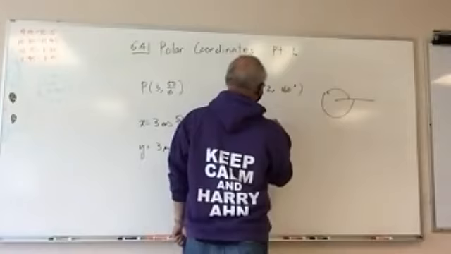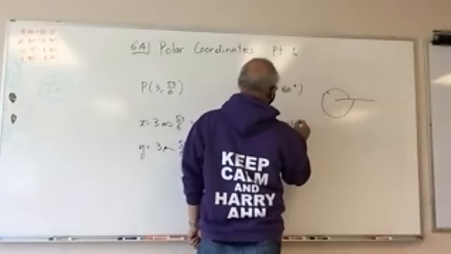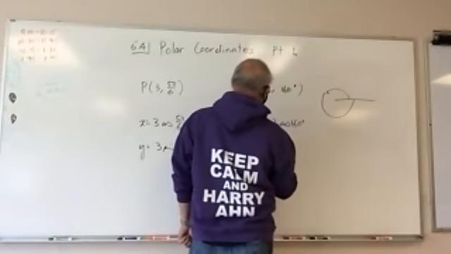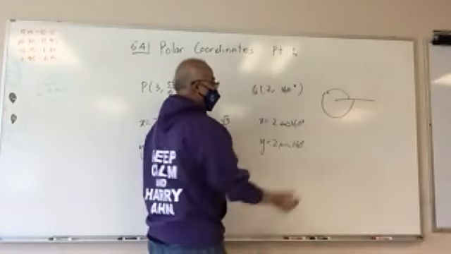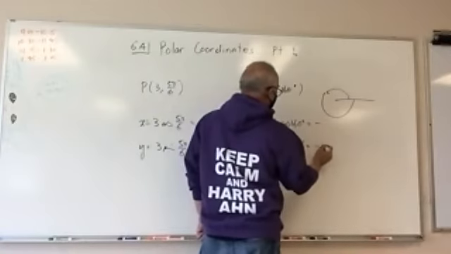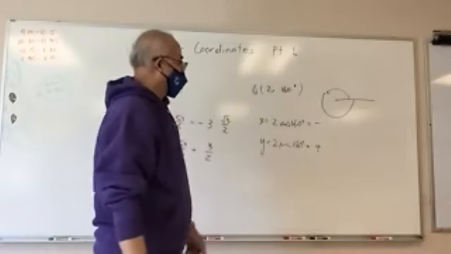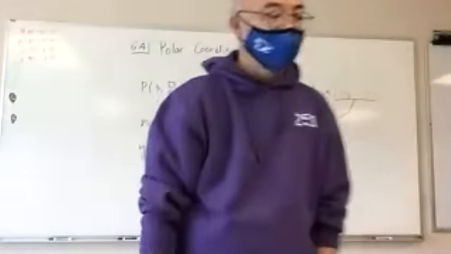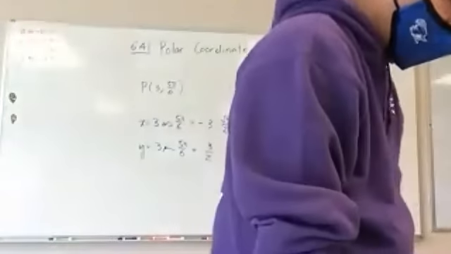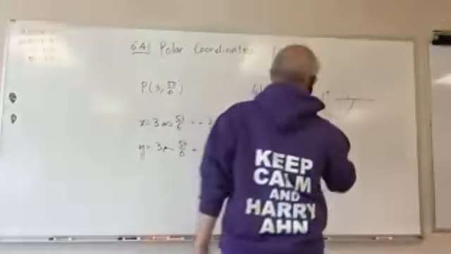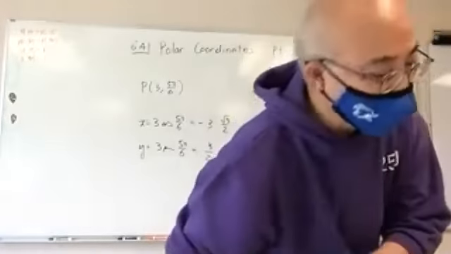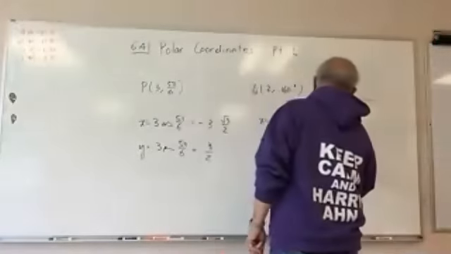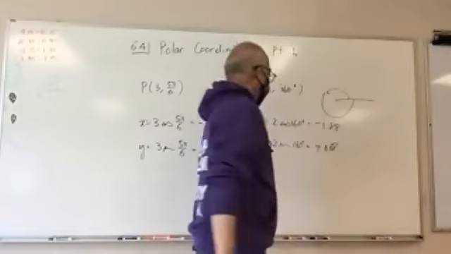So my x is going to be equal to 2 cosine 160. Y is equal to 2 sine 160. Again, we are in the second quadrant. This is going to be a negative number, and this guy's going to be a positive number. I don't know what cosine 160 is, so plug it in your calculator. Looks like x is going to be negative 1.88. Y is going to be equal to 0.68.